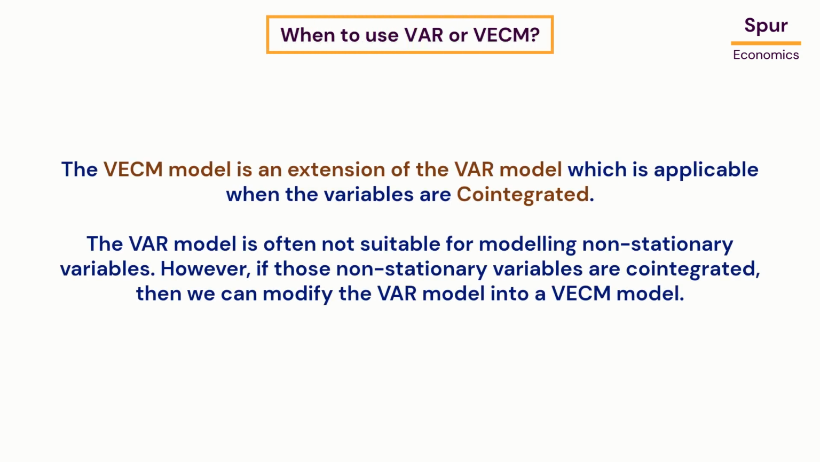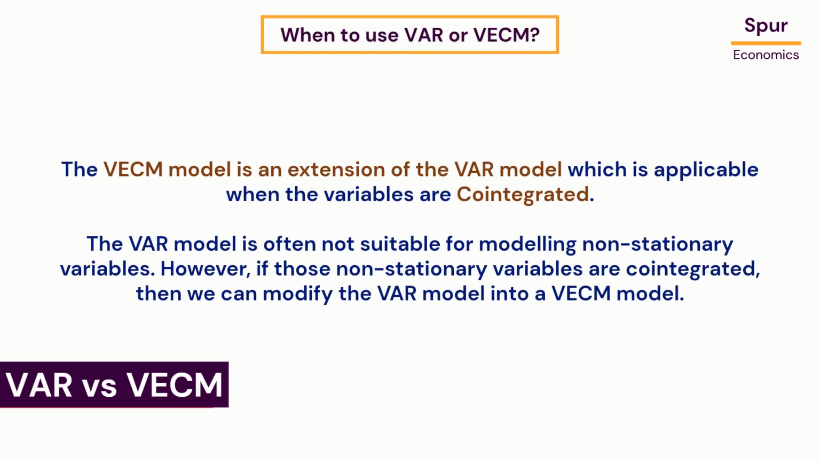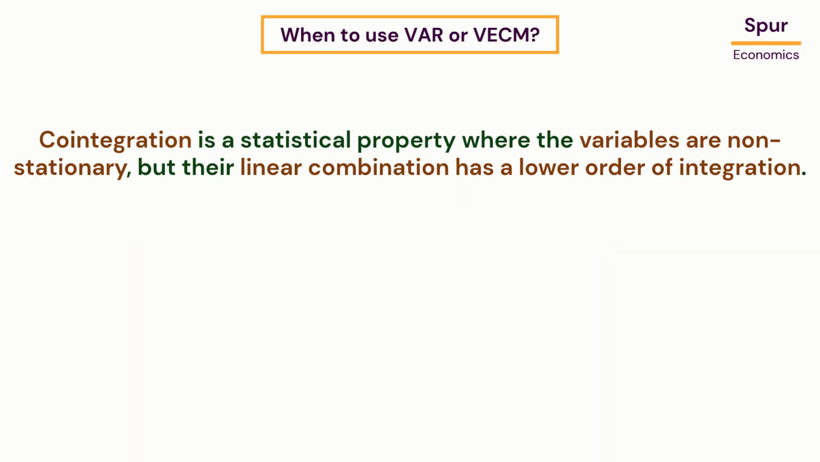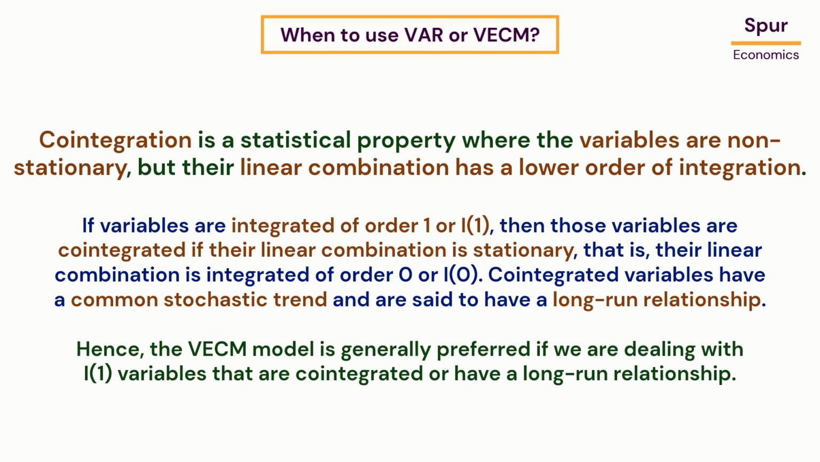The VECM model is an extension of the VAR model which is applicable when the variables are cointegrated. The VAR model is often not suitable for modeling non-stationary variables. However, if those non-stationary variables are cointegrated, then we can modify the VAR model into a VECM model. Cointegration is a statistical property where the variables are non-stationary, but their linear combination has a lower order of integration. If the variables are integrated of order 1 or I(1), then those variables are cointegrated if their linear combination is stationary, that is, their linear combination is integrated of order 0 or I(0).